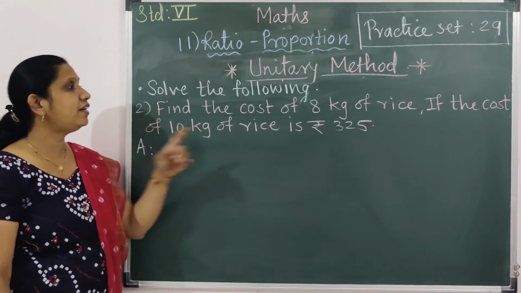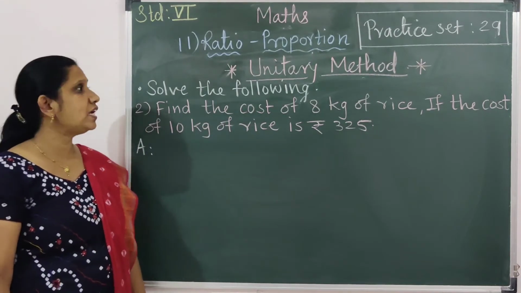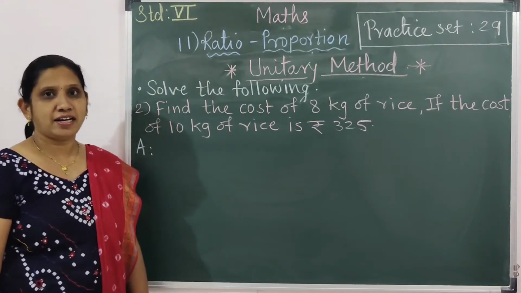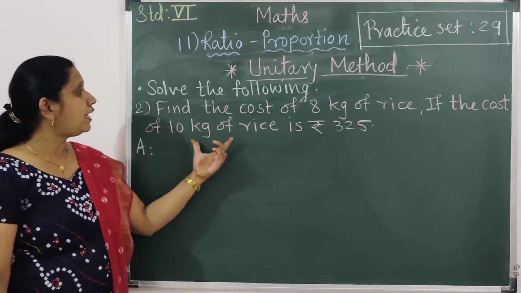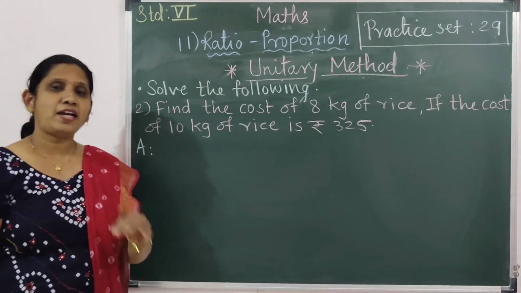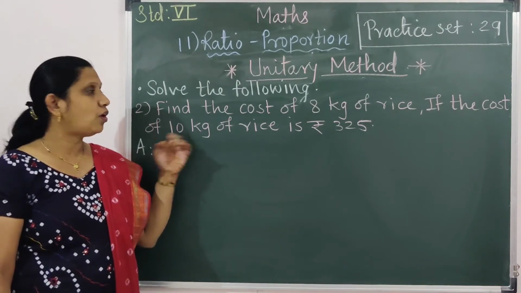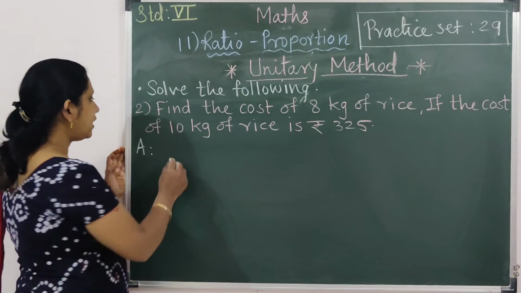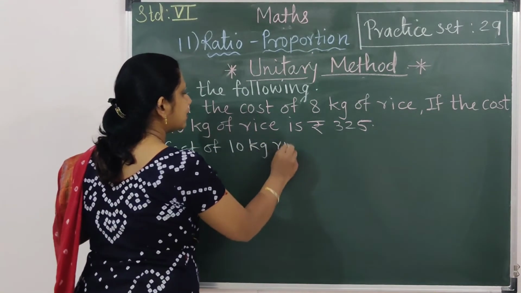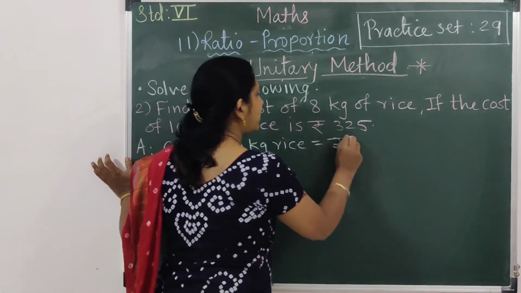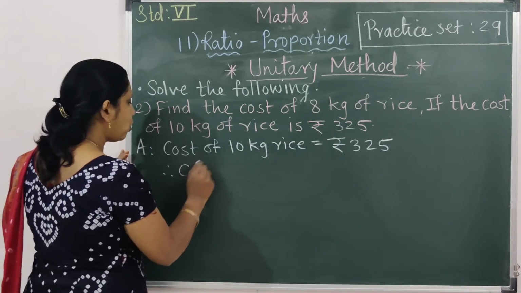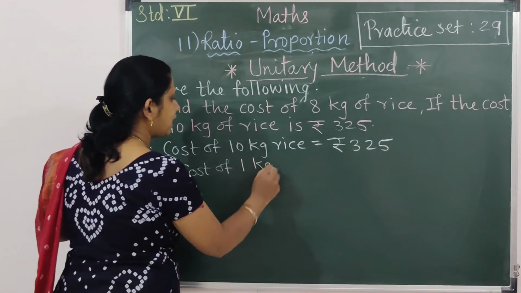Is that clear? Let us solve example number 2, children. Question is given: find the cost of 8 kg of rice if the cost of 10 kg of rice is rupees 325. Now 10 kg rice cost is given. From that we can easily find the cost for 1 kg of rice by doing division. So let us write here cost of 10 kg rice is equals to rupees 325.